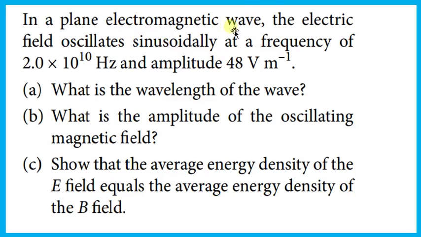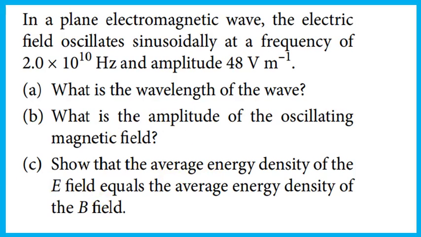In a plane electromagnetic wave, the electric field oscillates sinusoidally at a given frequency and amplitude. Again, there are three parts. What is the wavelength of the wave? What is the amplitude of the oscillating magnetic field? Show that the average energy density of the electric field equals the average energy density of the magnetic field. We have to show the equal average energy density. Okay, we will solve one by one.